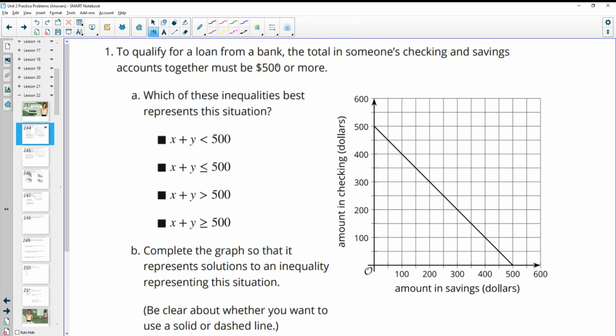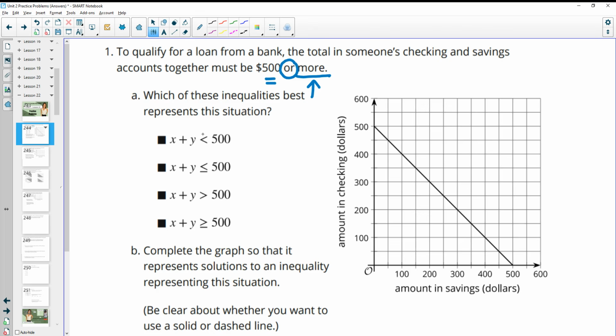So one thing you want to decide is if your total should be higher than 500 or lower. And this says more, so 500 or more. So this means we want bigger than 500. You also want to decide if it can be equal to 500 or not. So this one says $500 we could have, or we can have more. So that means it can be equal to 500 or it can be higher.